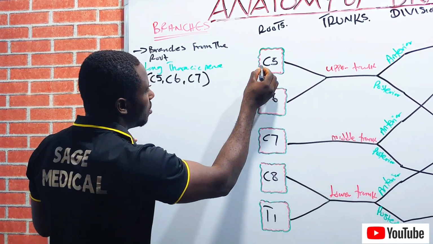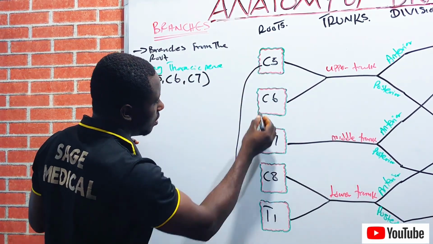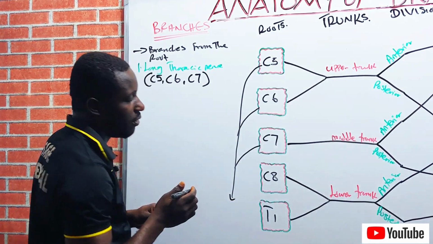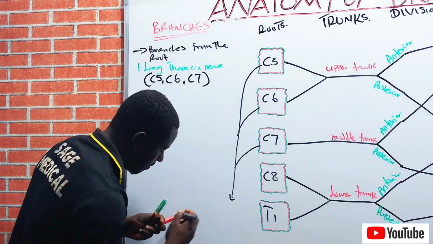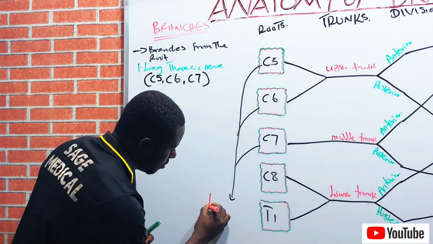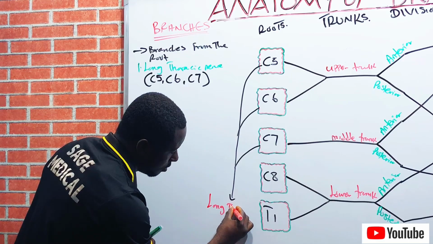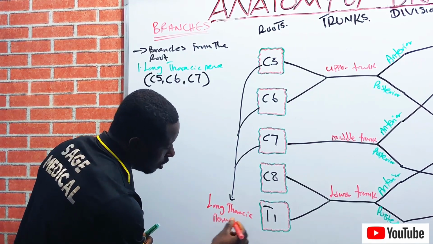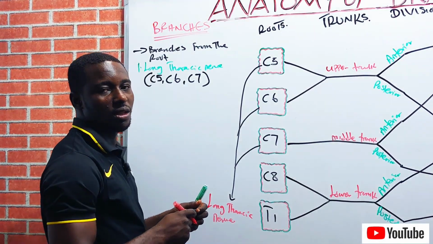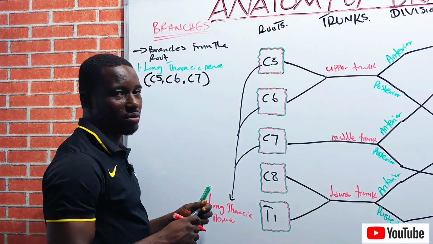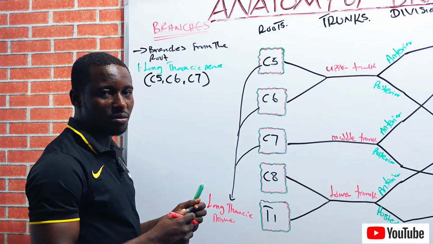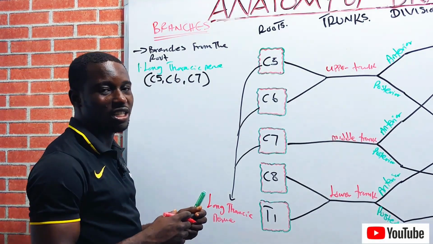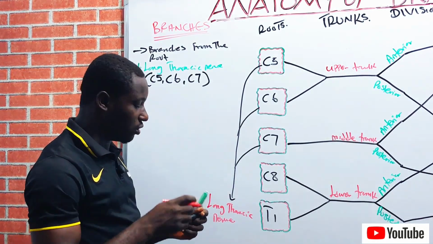So this is how it goes. We have our long thoracic nerve. The long thoracic nerve can be called the nerve to serratus anterior or the nerve of Bell. Clinically, a lesion of the long thoracic nerve leads to winging of the scapula. That is important to note.